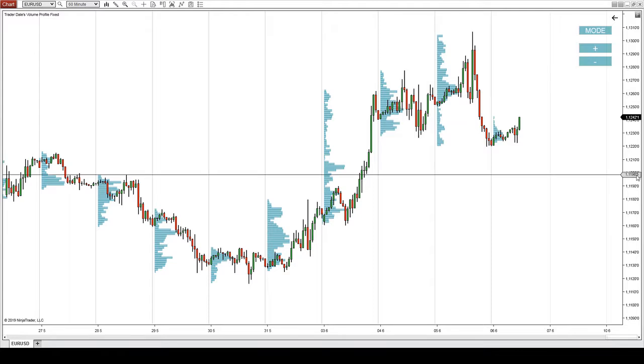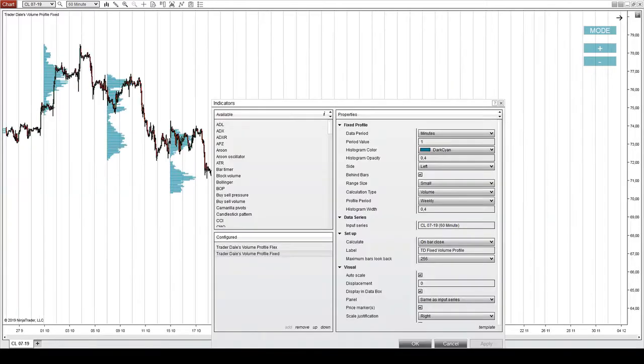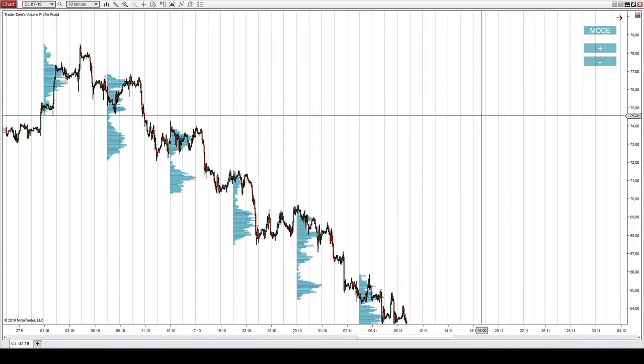Alright, so that's for the daily profiles. You can apply the same logic, you can read the charts the same way with different profiles, also with different settings. So let me show you some examples. So I switched to another chart and to another profile period. This chart is the crude oil, the futures. It is still a 60 minutes chart, and I used the weekly profiles. So let's have a look at it.